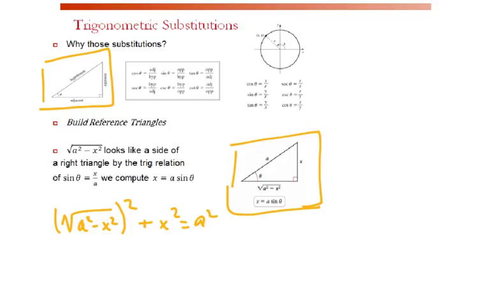And if I work all the way through this and do the algebra, I get a squared equaling a squared. So the Pythagorean theorem is at the root of all of these substitutions. So we can work through similar substitutions for tangent and secant.